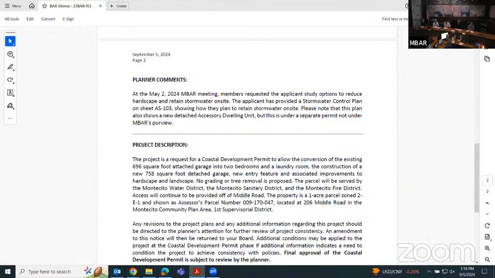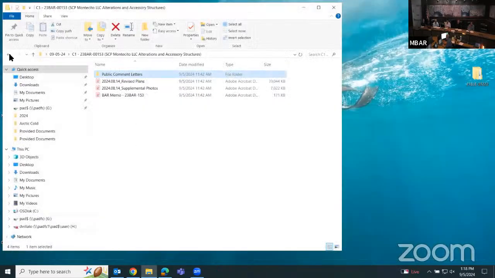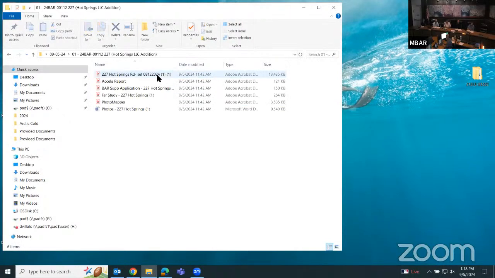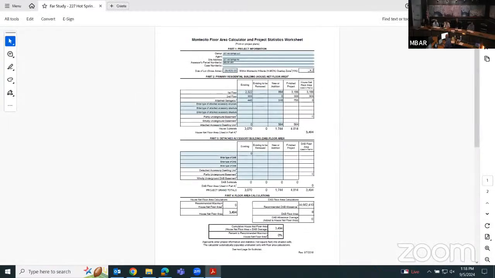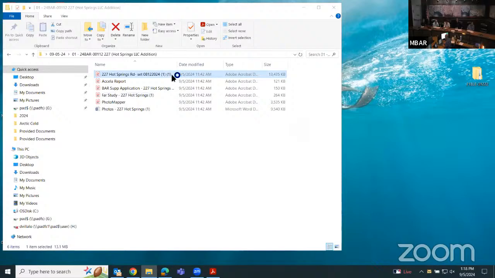Now we are on to the regular agenda, and item 1, 227 Hot Springs. Is the applicant here?